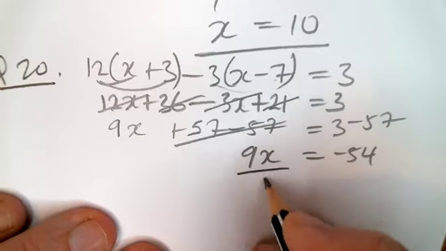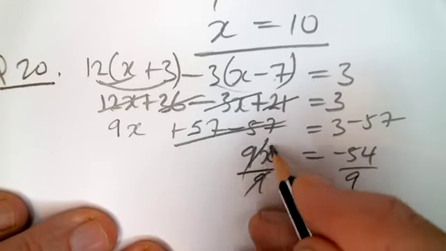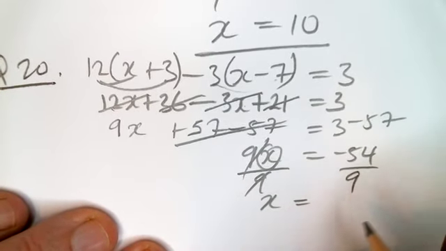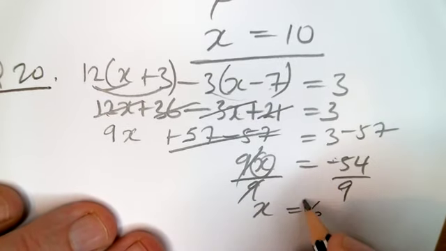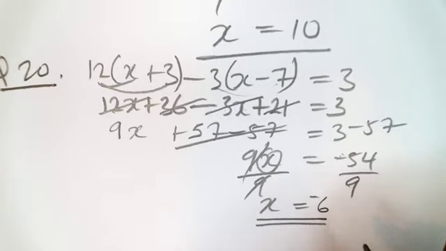And if I divide both sides by 9, leaving me with an x, 9 goes into 54. Well, 9 sixes are 54. And one of them is negative, so the answer must be negative. And there's my answer.